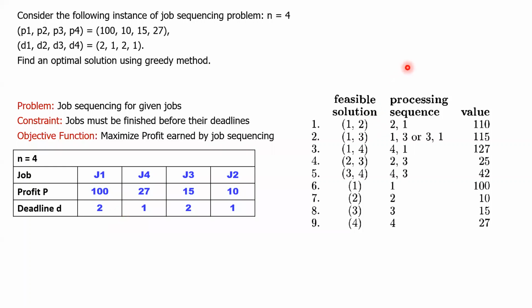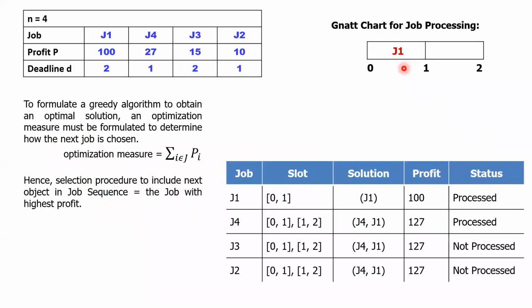So I'll start drawing a Gantt chart. You already know how to draw a Gantt chart. You'll have a grid of cells. This is the first time unit. This is the second time unit. And I'll have to fill in which job will be executed in the first time unit, and which job will be executed in the second time unit. I'll start filling.